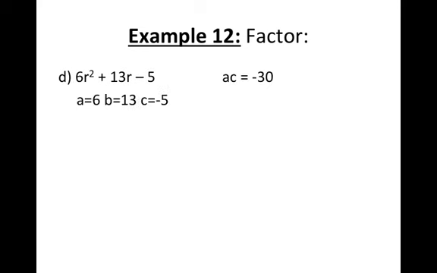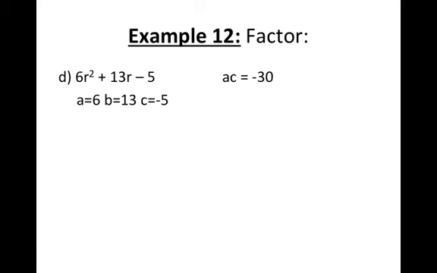So let's see, A is 6, B is 13, C is negative 5, AC is negative 30. So let's look at pairs that multiply to be negative 30. So negative 1, 30. Negative 1 plus 30 is 29. That doesn't work. Negative 2, 15. That does work, because negative 2 plus 15 is equal to 13.